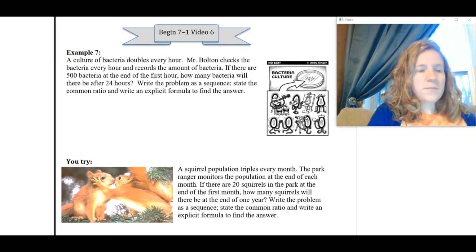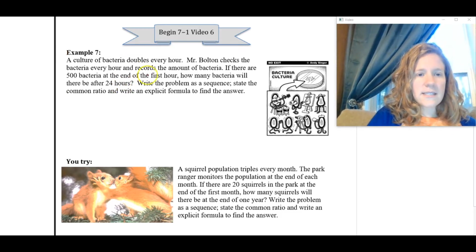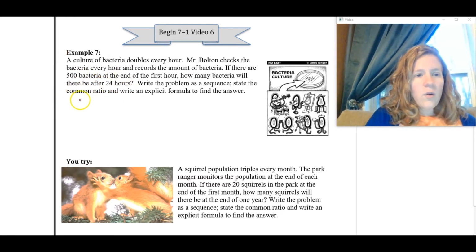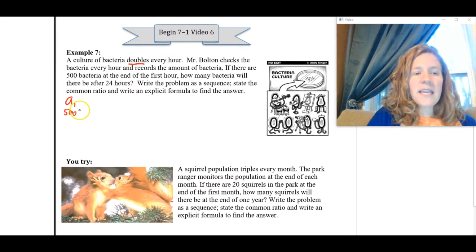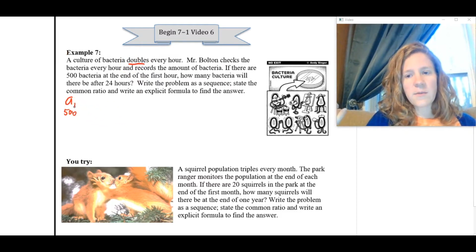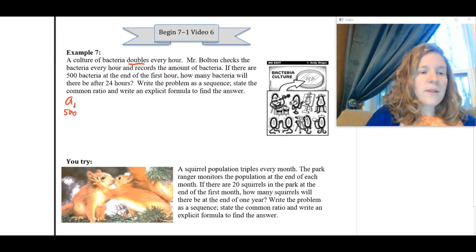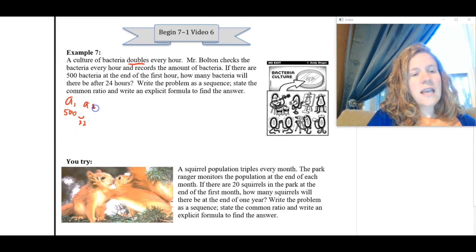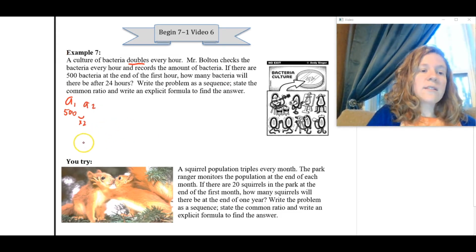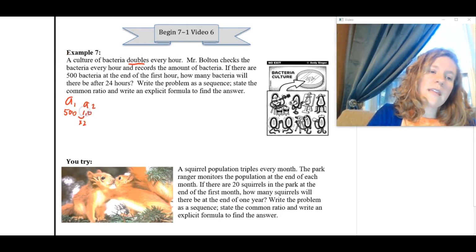So first, let's go back through. We read it through once. Now let's go back through and make a plan and figure out what we know. We know that at the end of the first hour, so at A sub 1, he had 500 bacteria. And we also know that the bacteria are doubling every hour. Well, you've got to have a little bit of grasp of the English language here. Doubling implies that we are multiplying by 2. So if I were going to go to the second hour, or A sub 2, then I would say 500 times 2, and I would get 1,000.